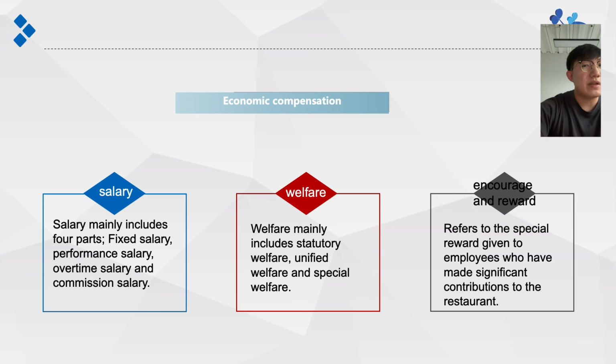And now the second is welfare. Welfare includes statutory welfare, unstatutory welfare, and special welfare. And then last is encouragement and rewards. This refers to the special rewards given to employees who have made significant contributions to the restaurant.